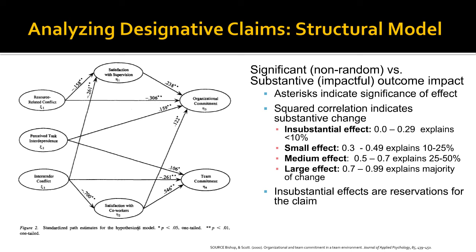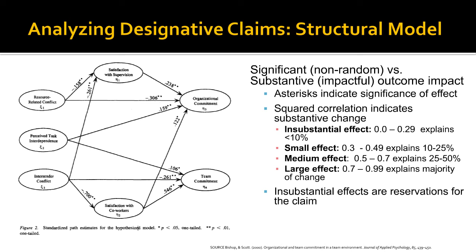Any effect below a correlation of 0.3 we consider to be insubstantial because it explains less than 10% of the change in an outcome. These insubstantial effects question whether consideration of a factor is worthwhile. An insubstantial effect calls into question the prediction of a model. The small size of the effect questions whether that causal factor should be considered further.